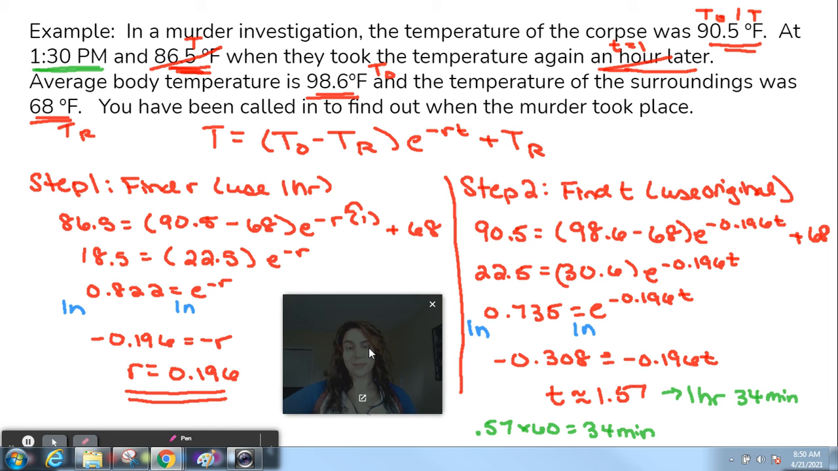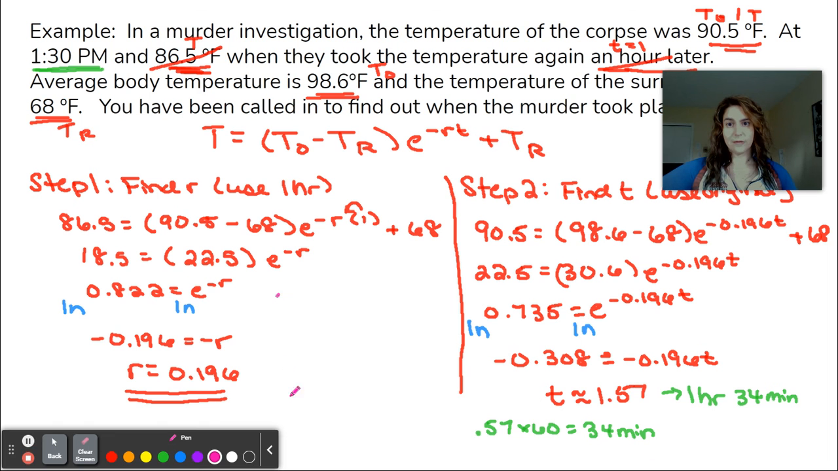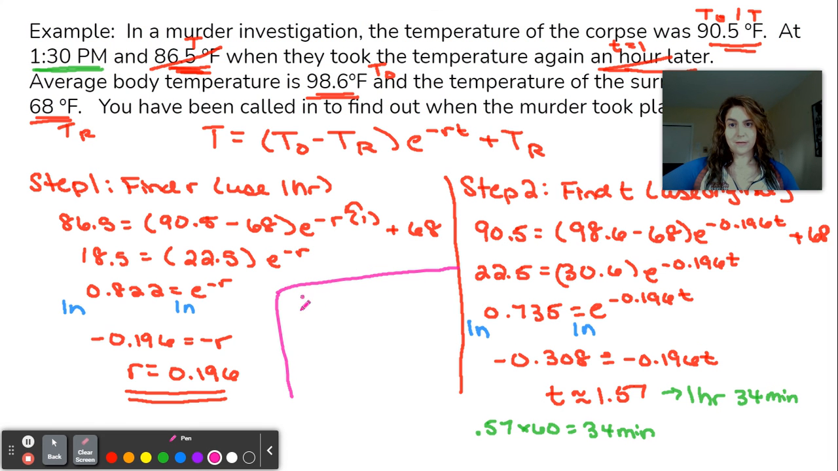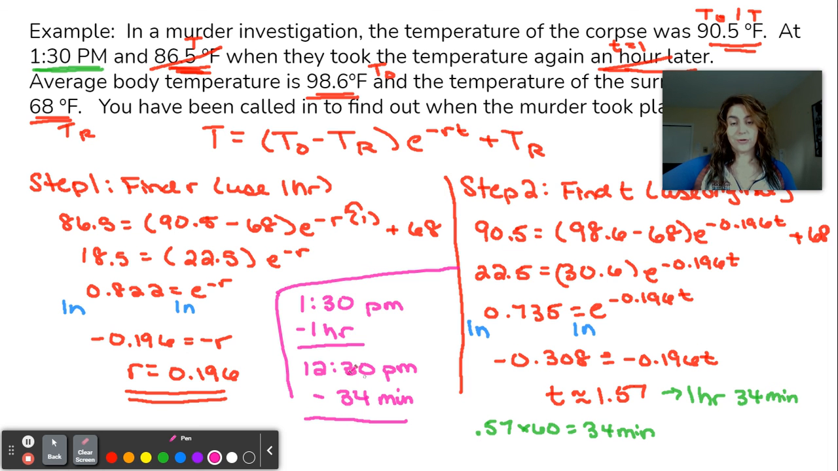Okay, so I'm actually going to move myself back over here. Let's do it in this section. We have 1:30. I have to go back 1 hour. So if I subtract 1 hour from this, that brings us to 12:30. And this is PM. And then from there, I got to go back 34 minutes. And some people can do this all in their head at once, and that's fine. So 34 minutes from 12:30 is 11:56 a.m. So this is your time of death.